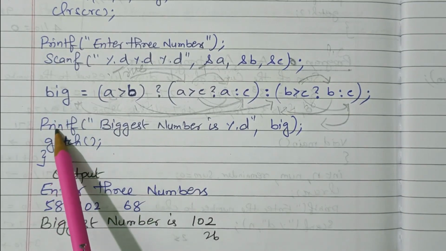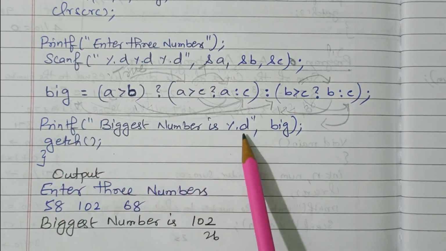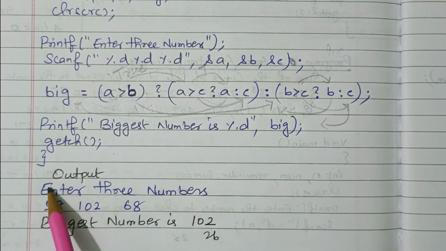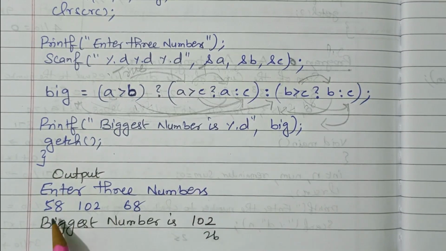So that number is printed. printf biggest number is %d, big. After getch we can close the program. Now we'll verify the output. Enter 3 numbers. We ask the user to enter 3 numbers.